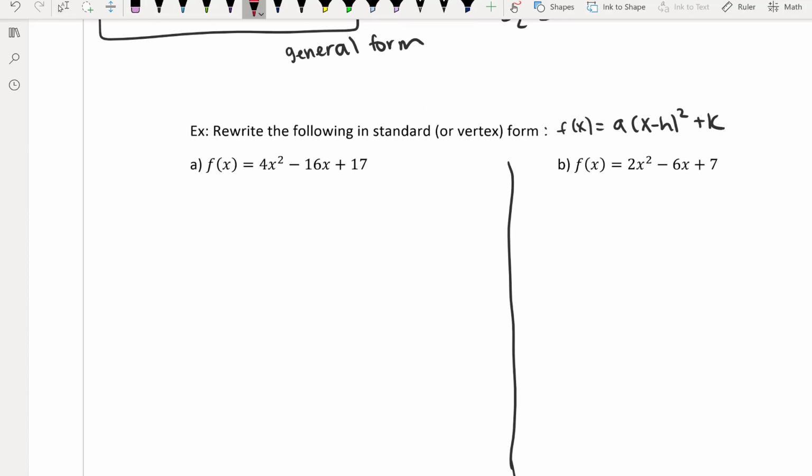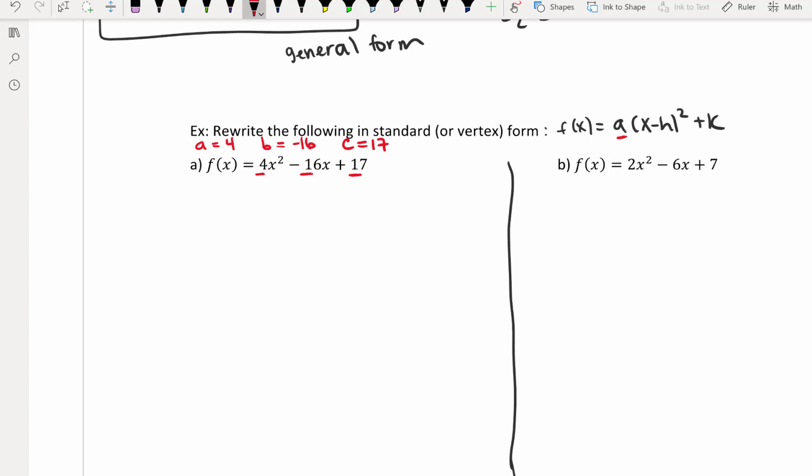So I know a couple of things. I know my A value, my B value, and my C value. So I'm going to go ahead and write it. So I have that A is equal to 4, B is equal to negative 16, and C is equal to 17. So I'm like, perfect. I know what my A value is. I'm already partially way there.